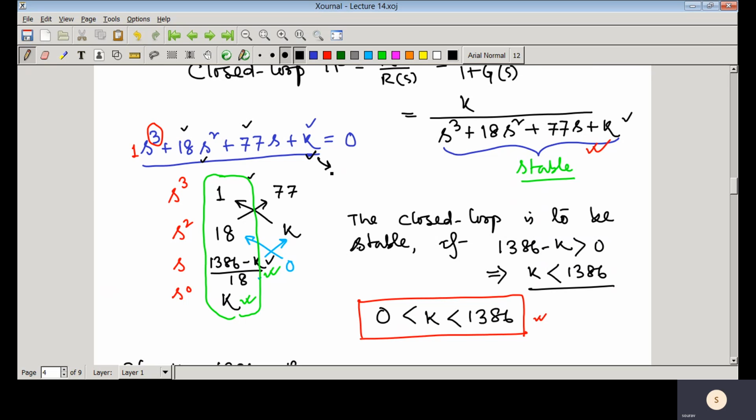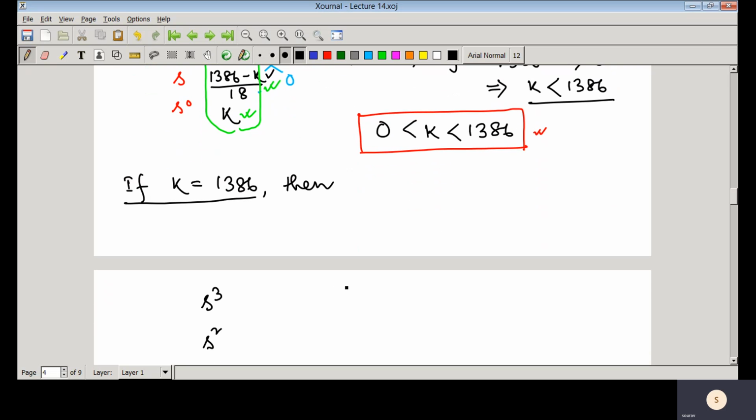So this K value we have replaced with 1386. So we have another polynomial, that is s cube plus 18s square plus 77s plus 1386. This is that polynomial. Then we can make that Routh table, that is 1 here, then 77, and for s square this is 18, and here 1386.